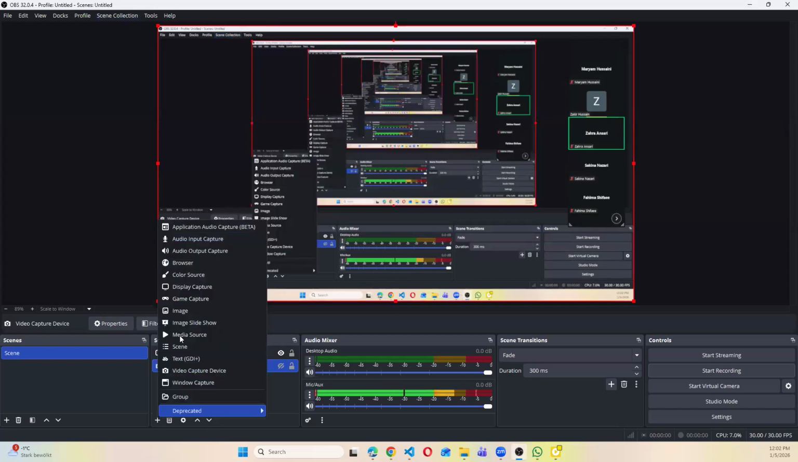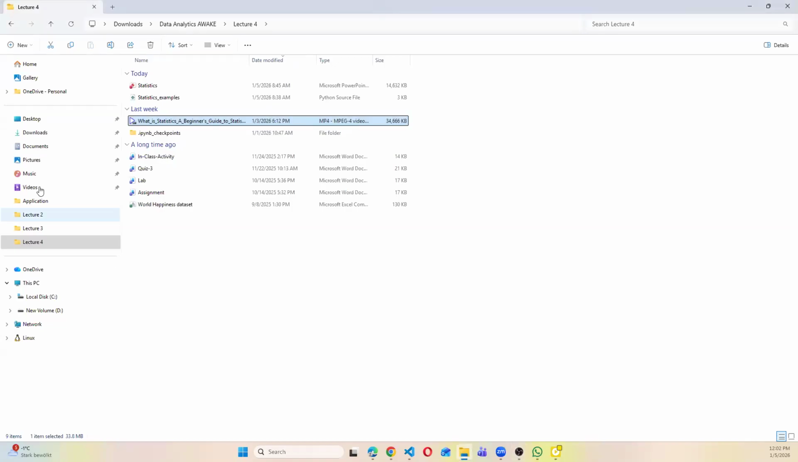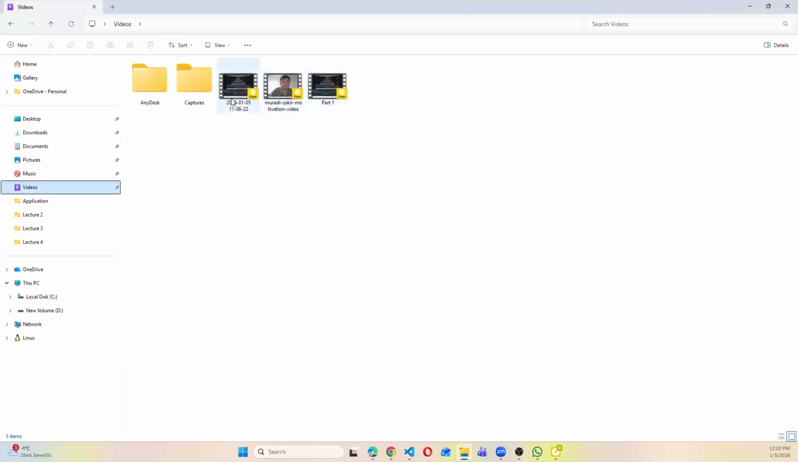I can choose application audio capture, audio browsing, display capture, game capture. You can even do gaming here, images, media source, everything. You can do video capture, everything based on your need. For me, for example, I'm using display capture, so I'm recording in here. I open now my videos. You can see here part 2.